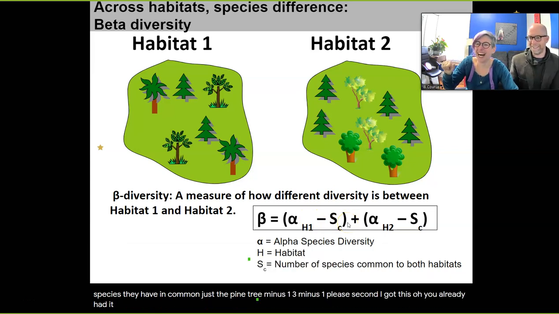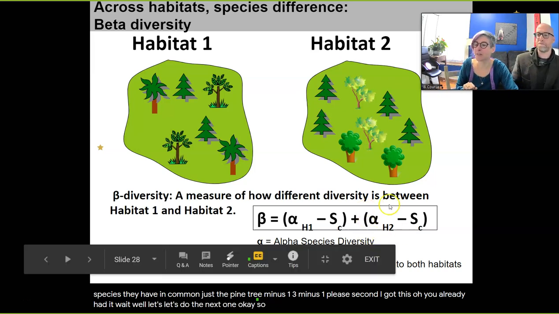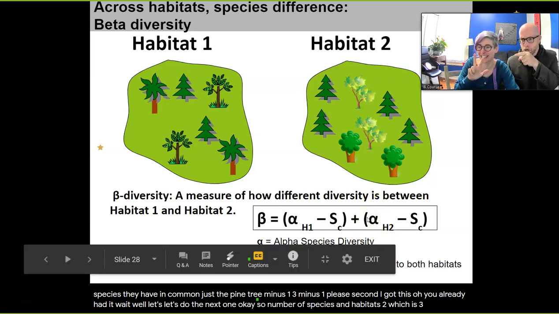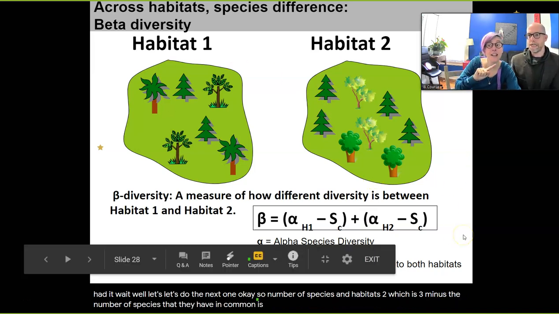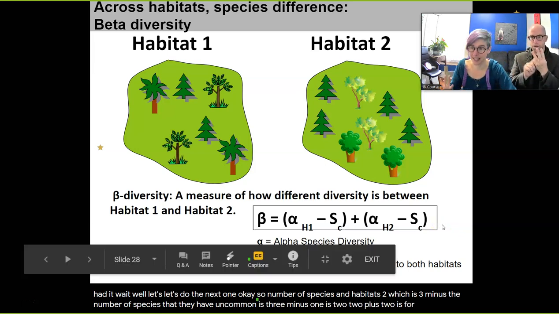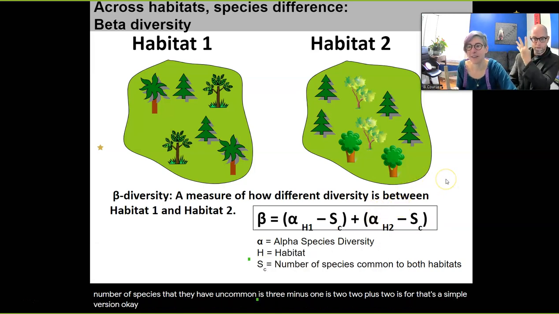Wait a second, I got this. Oh, you already had it. Well, let's do the next one. Okay, so the number of species in habitat two, which is three, minus the number of species that they have in common is? Three minus one is two. Two plus two is four. That's a simple version, okay? That's how you go through it.